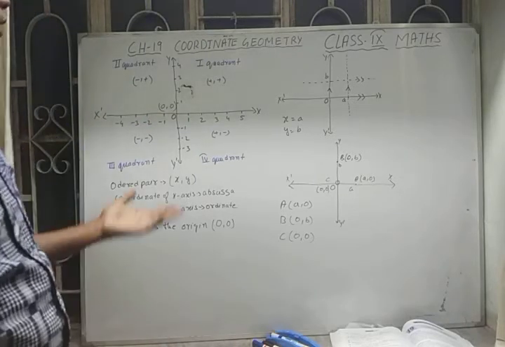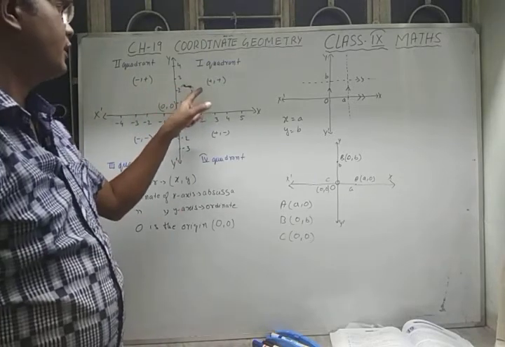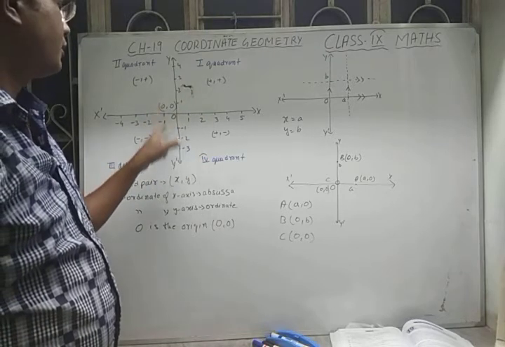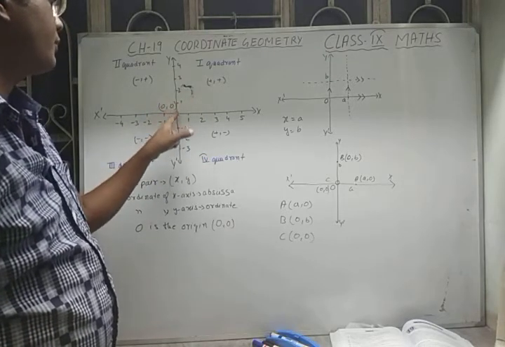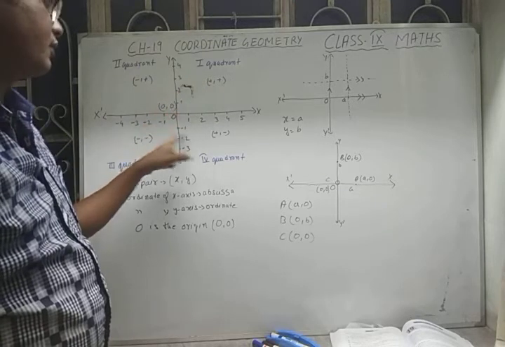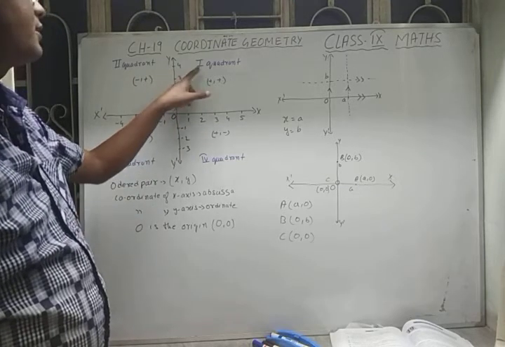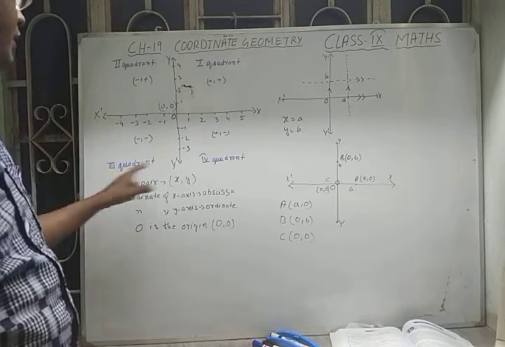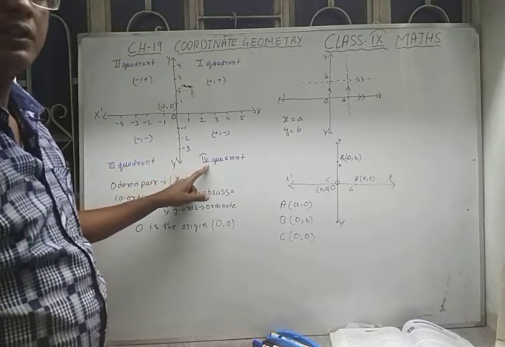Now, you can see there are 4 blocks in 4 corners. Each block is formed by perpendicular lines. They form a right angle, and each one is called a quadrant. These 4 blocks are called quadrants. The first is the first quadrant. It is the second quadrant. This is the third quadrant, and this is the fourth quadrant.